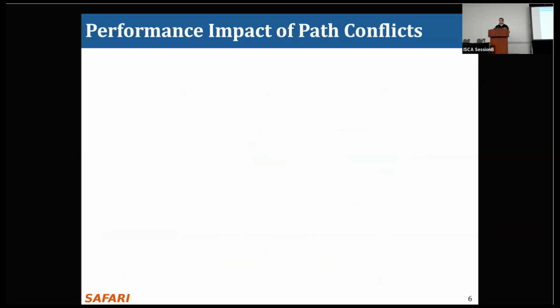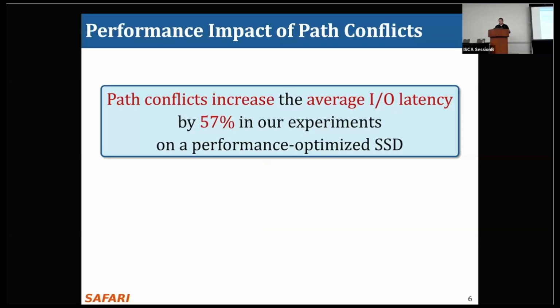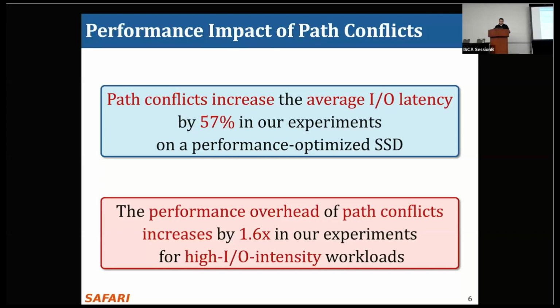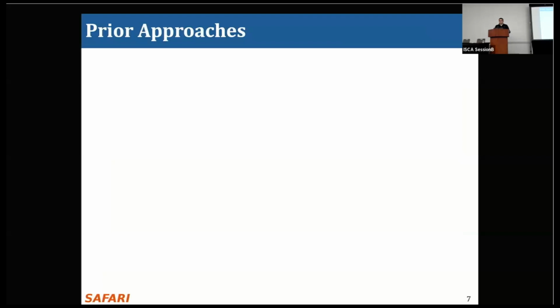Now, if you look at the performance impact, path conflicts increase the average I/O latency by 57% in our experiments on a performance-optimized SSD, and this is considering only two requests. The performance overhead of path conflicts increases by 1.6 times for high-intensity workloads. Now, we look at some prior approaches.